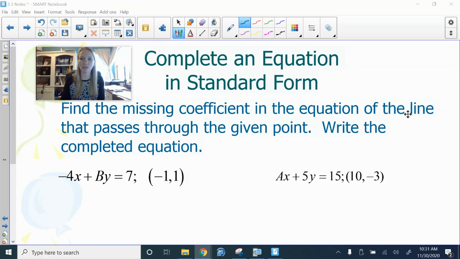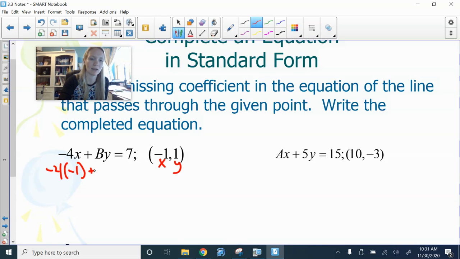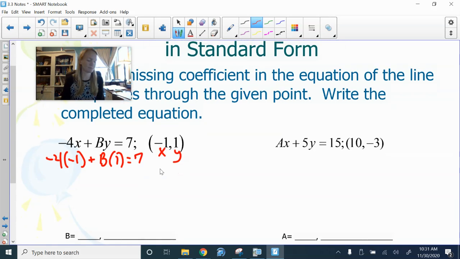So it says find the missing coefficient in the equation. In this first equation, we're trying to figure out what b equals. And we have the point (-1, 1) given to us as well. Remember, every coordinate has an x value and a y value. It doesn't have a b in here, but it has an x and a y. So in this equation, there's an x value and a y value. We just have to figure out what b is. So we can just plug into our equation. I'll plug in -1 for x. I'll plug in +1 for y. And we're basically just going to solve this and figure out what b equals.